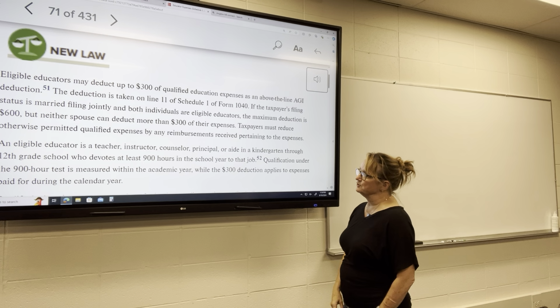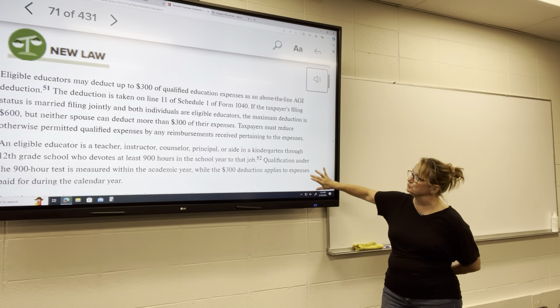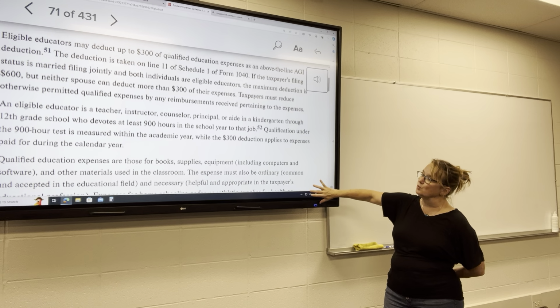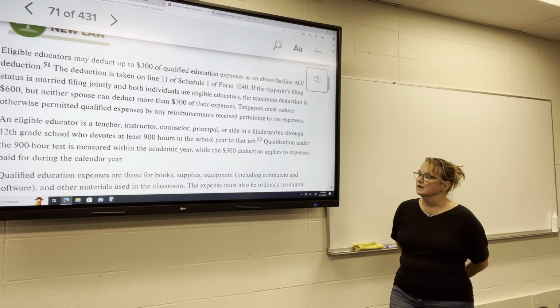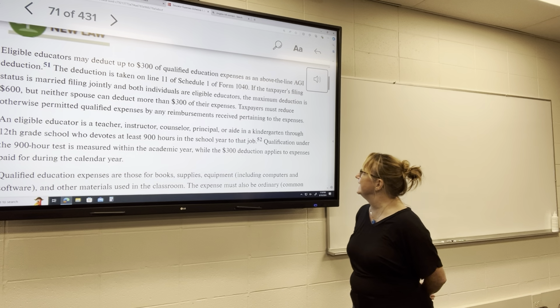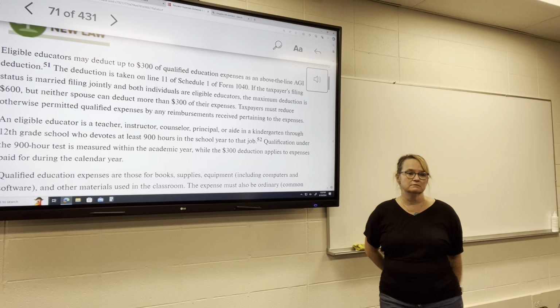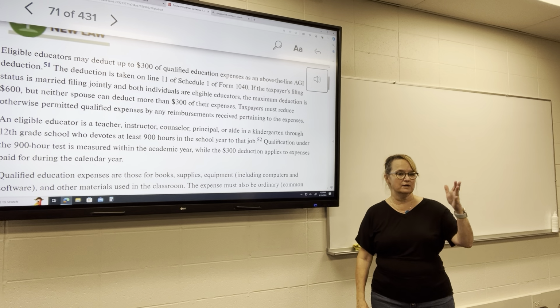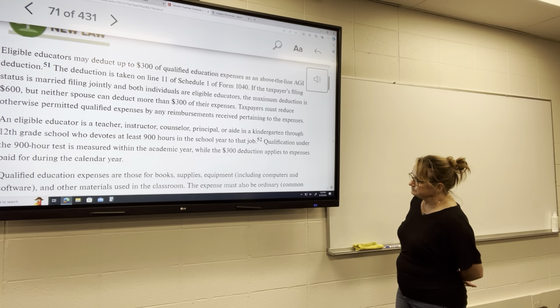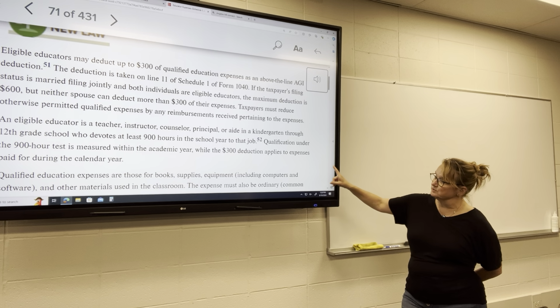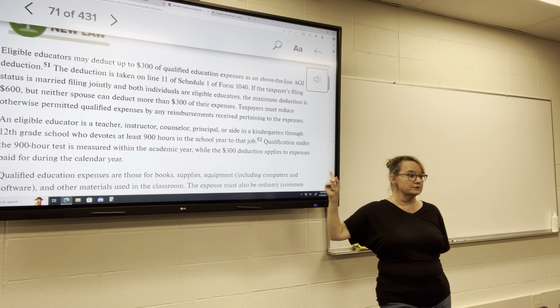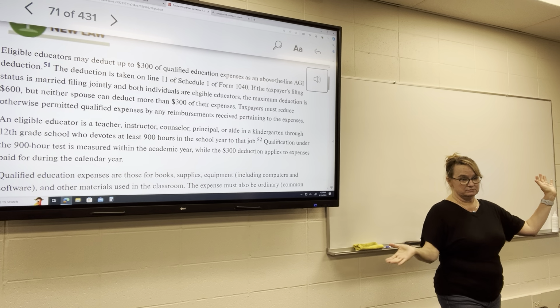Taxpayers also have to reduce otherwise permitted qualified expenses by any reimbursements that were received with regard to those expenses. So what is an eligible educator? A teacher, instructor, counselor, principal, or aide in a kindergarten through 12th grade school who devotes at least 900 hours during the school year to that job. The school year being, August to May or whatever the school year is. So that is within the academic year. The $300 though is from January to December.